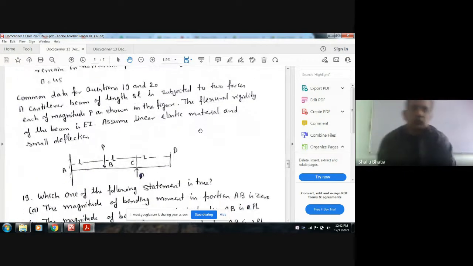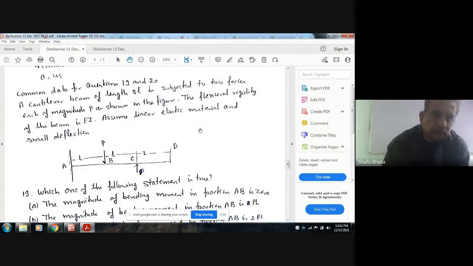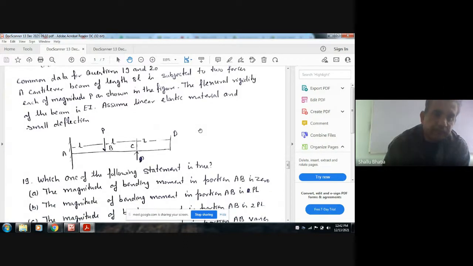Next, consider common data for questions 19 and 20. A cantilever beam of length 3L is subjected to two forces each of magnitude P as shown in the figure. The flexural rigidity of the beam is EI. Assume linear elastic material and small deflection.